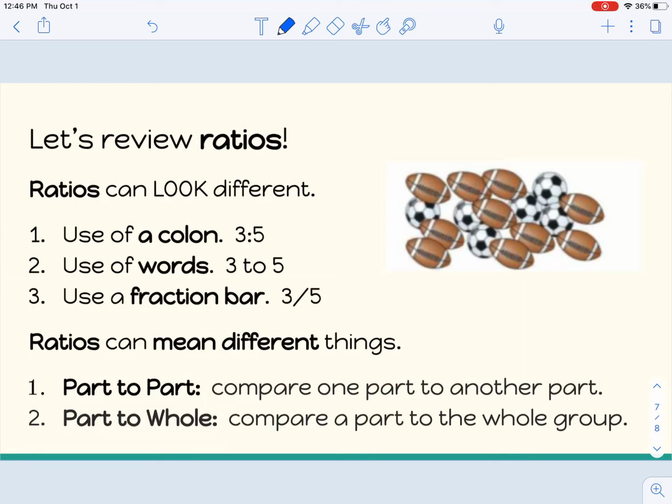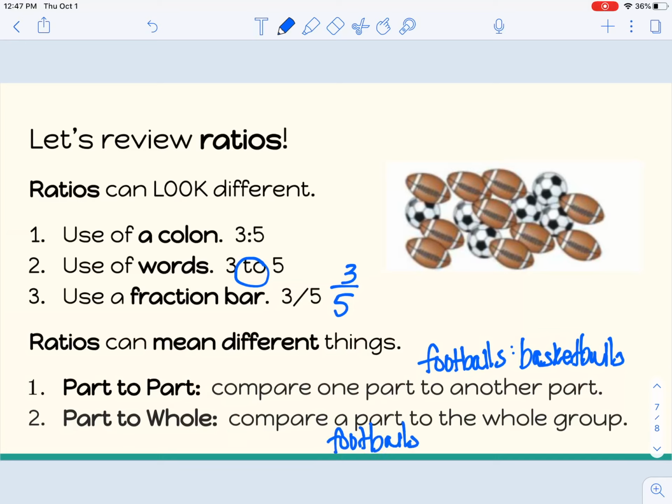So let's do a quick review. Remember, ratios can look different. They can use a colon. They can use words, which is using this word to. They can use a fraction bar. And they can mean different things. They can be part to part, comparing one part to another. So for example here, comparing footballs to basketballs. Or a part to the group, like footballs to total balls.